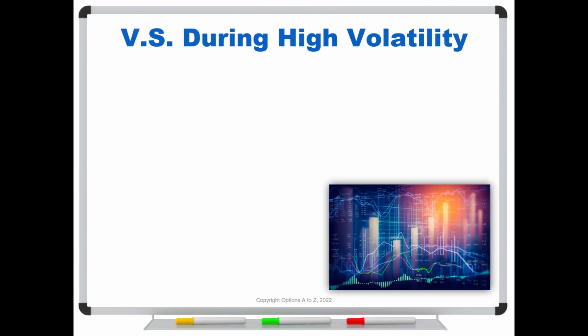So, vertical spreads during high volatility. Let's say that you buy the June 100 call and you sell the June 105 call. That's a vertical spread. You're long and short an option within the same expiration, but different strikes.